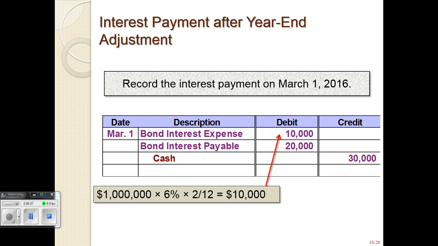Then in March, when we need to make that interest payment of 30 grand, notice the interest expense is for 10 grand, 1 million at 6% times 2/12, and the bond interest payable is, pardon me, the 20 grand that we had in that prior journal entry, our adjusting entry at the end of the year.